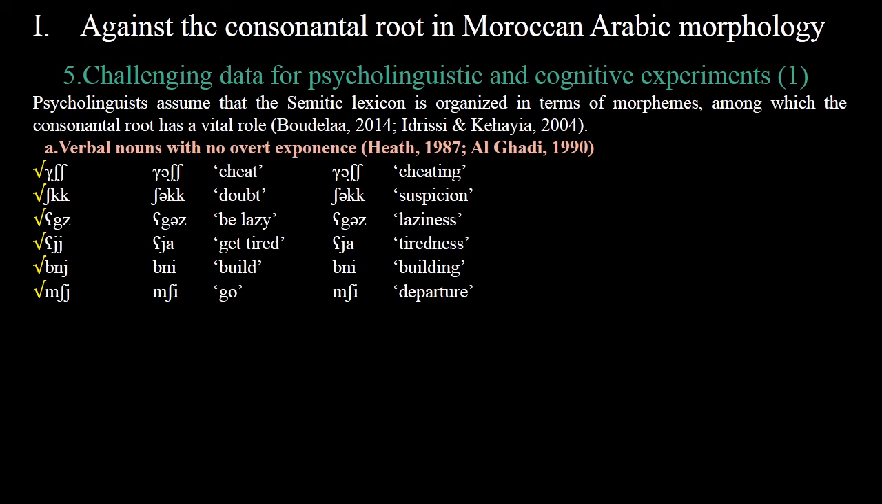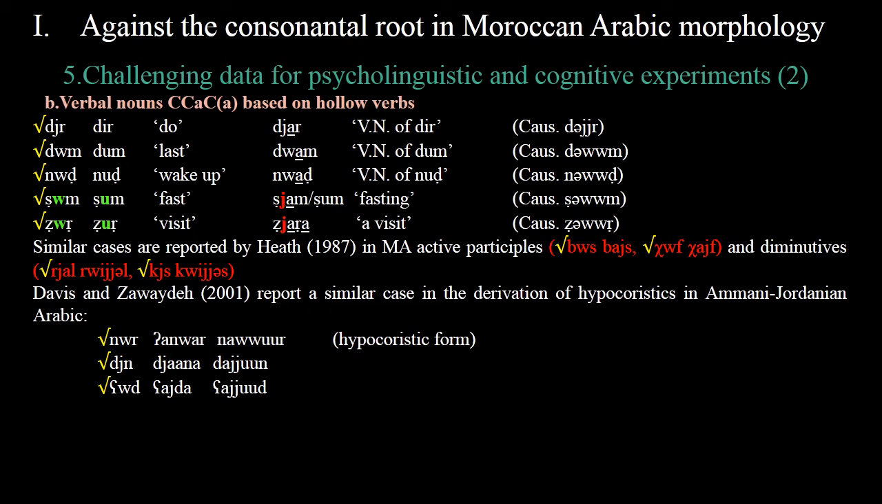So we cannot be sure whether the speaker singles out the root or the stem segments, especially in sound forms like shik, suspicion, from shik, to doubt. Another interesting case is the formation of verbal nouns and instantiating verbal nouns from hollow verbs. The set of verbal nouns based on hollow verbs is crucial to our argument.